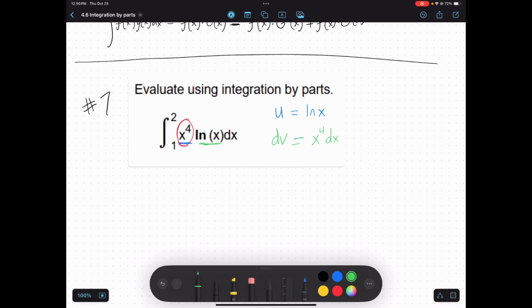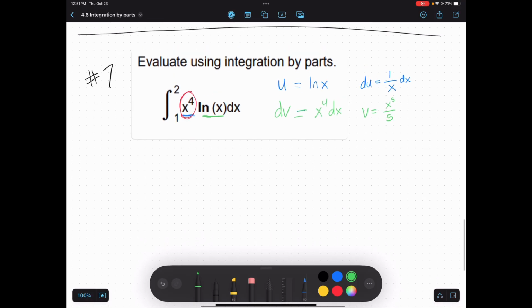Do I know how to find the antiderivative of x to the 4th? I do. It's not pretty. It gets more complicated, but I do know how to find the antiderivative. So that's how I'm going to choose these. Let's go ahead and find their derivatives and their antiderivatives. If u is equal to natural log of x, then my derivative is just 1 over x. And if dv is x to the 4th, then my antiderivative is x to the 5th over 5.